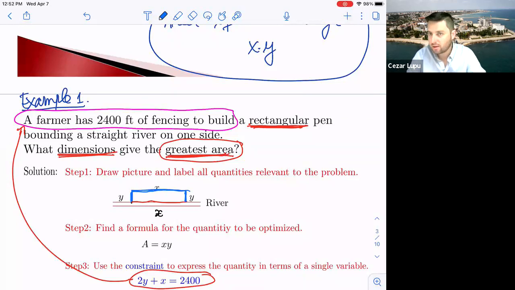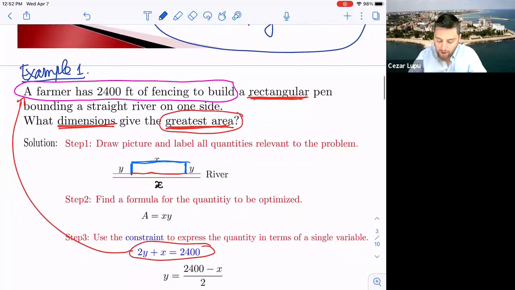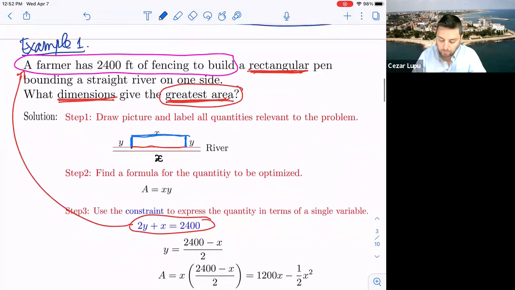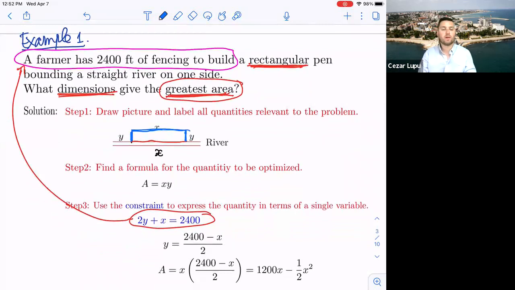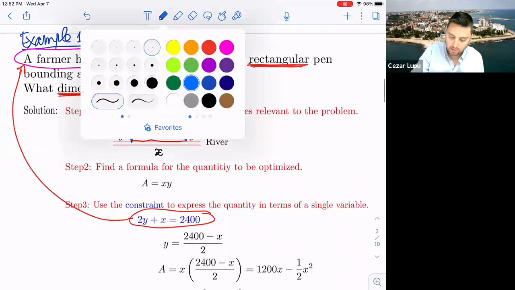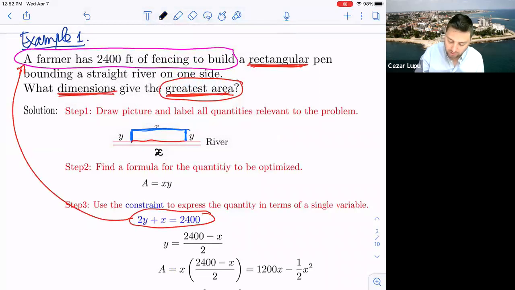But here, we don't like to deal with functions of two variables. You'll learn that in Calculus 3. So we would like to express x in terms of y, or y in terms of x, and then replace this into the first formula. So y will be 2,400 minus x, everything over 2. Great. And we're going to plug it into the area formula. So the area will be a function of x. This is A of x.